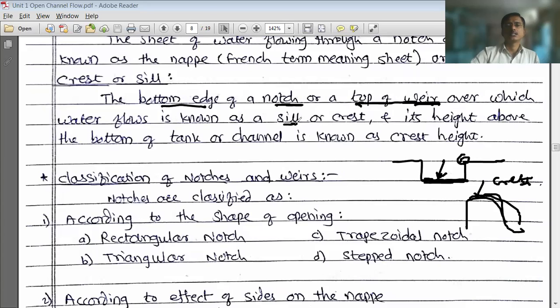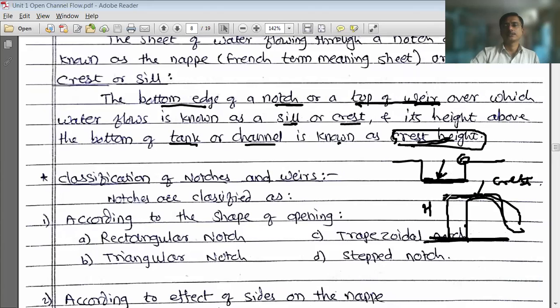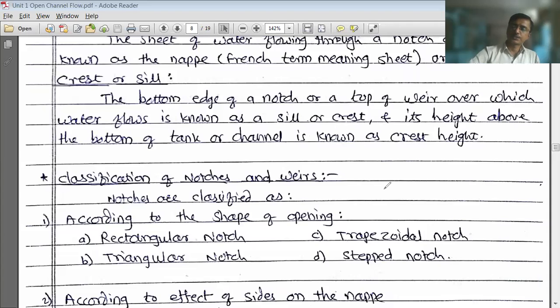It is known as sill or crest, and its height above the bottom of the tank or channel is known as crest height. Suppose this is the channel bottom. The channel bottom पासून ही जी height आहे, this is called the crest height. Okay, this rise, this h, is called the crest height. So this was about these terms: notches, weirs, nappe, and crest. Now we'll see the classification of notches and weir.